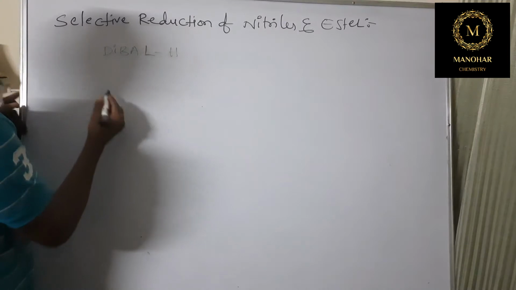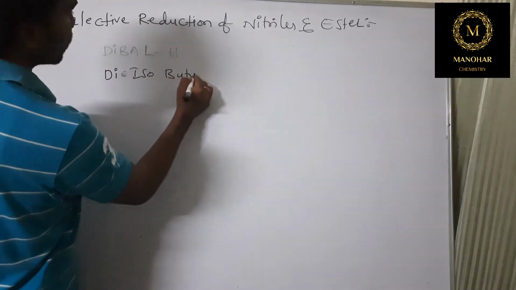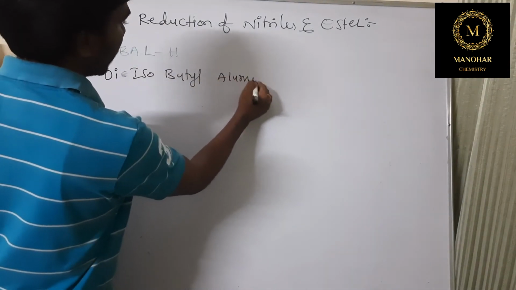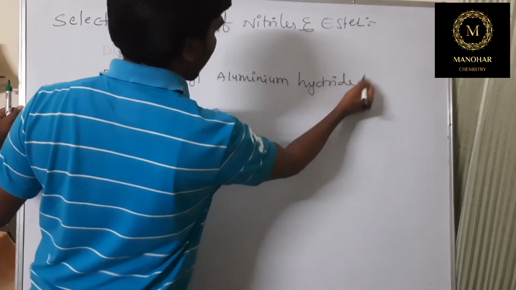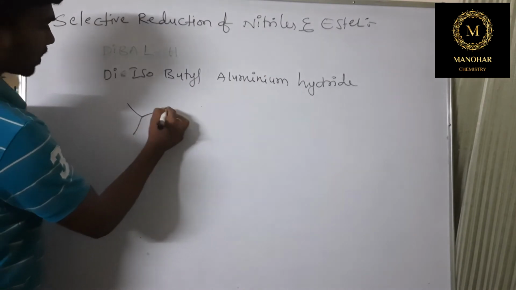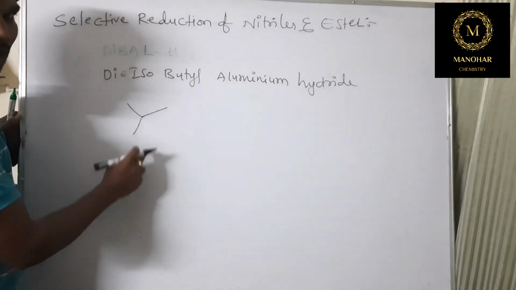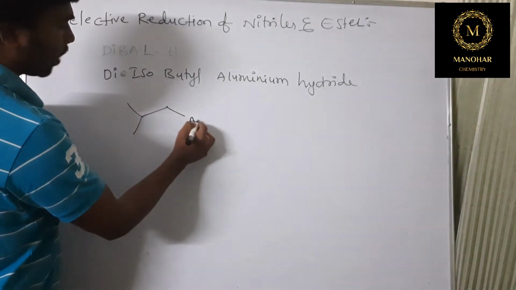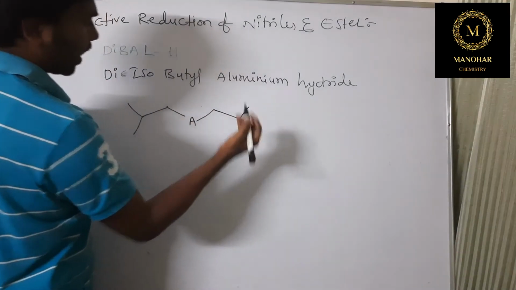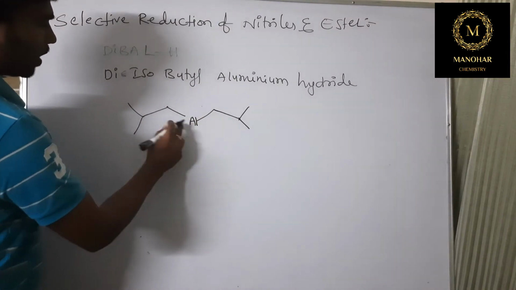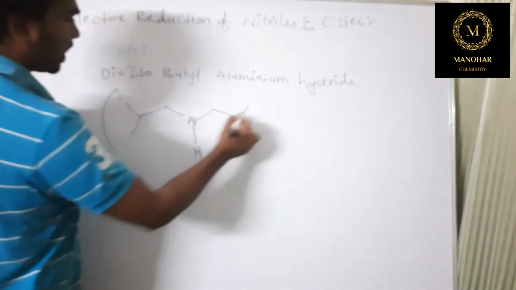So DIBAL-H abbreviation is diisobutyl aluminum hydride. Diisobutyl structure will be like this. So 1, 2, 3, 4. This is not a straight chain, so that's why we have to use isobutyl. Isobutyl chains are 2, so that's why one more I am taking. So this is also isobutyl. Here aluminum, diisobutyl aluminum hydride I am taking. So this reagent we are using.